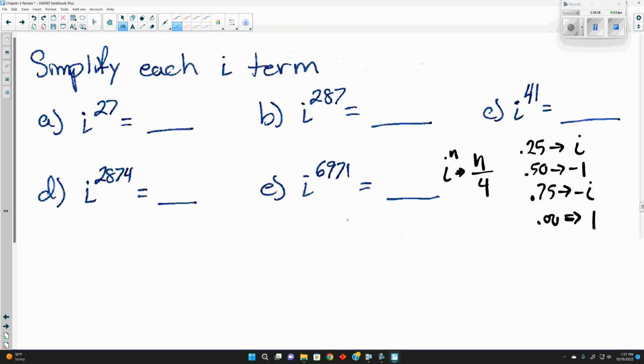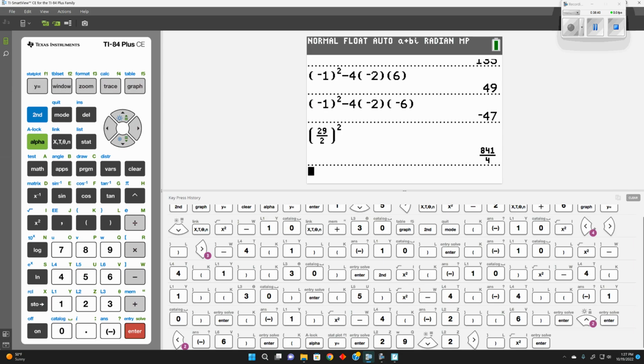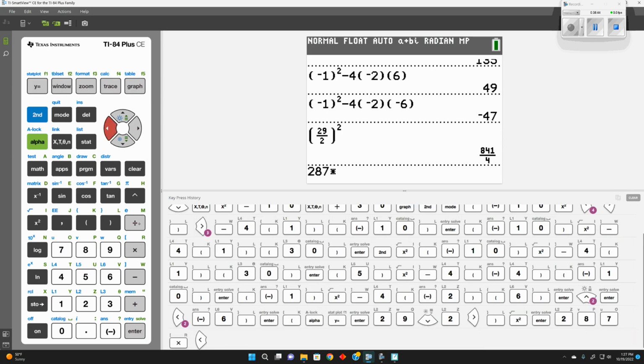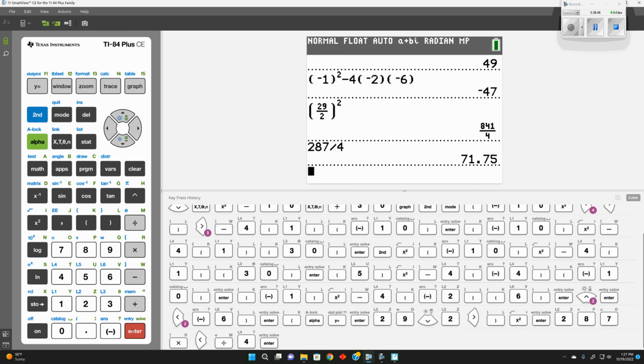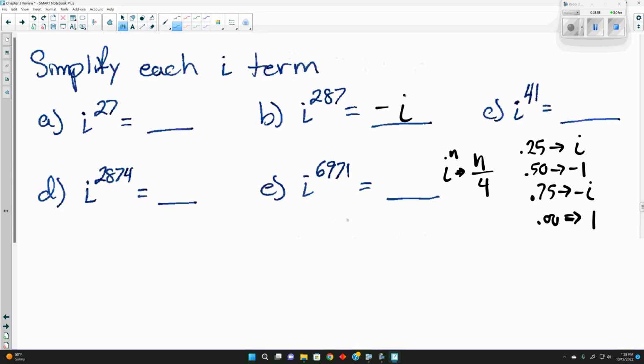We can pick any one of these, so 287. I'd grab the calculator, do 287, not times, divided by 4. I don't really care about the 71. I care about the decimal, which is 0.75. Yep, so any one of these here, we take the power, divide by 4, and we get one of these 4 answers. Any other questions on these here?